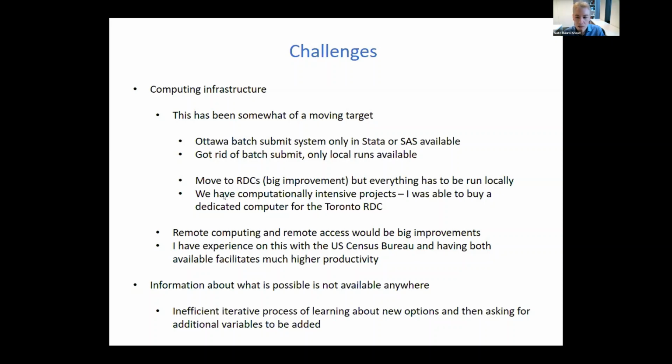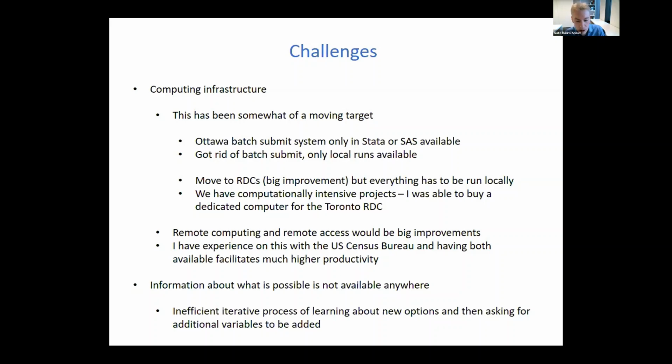The one thing is, you'll find that you'll have researchers that have a lot of computationally intensive jobs to run. The only way I could figure out to do that was to buy a dedicated computer for the RDC, so I wasn't hogging computer resources of others. Ultimately, having a remote computing cluster with remote access would be really great and improve research productivity. That's what I've been doing for this project in the US.